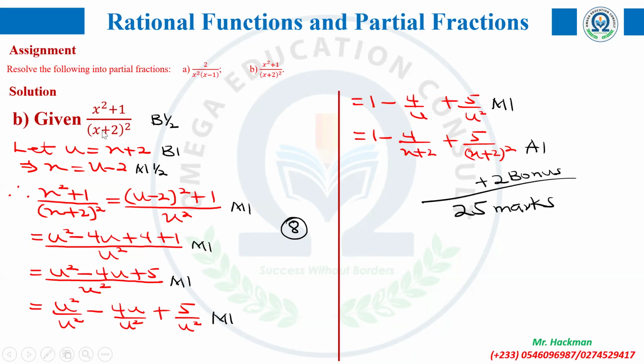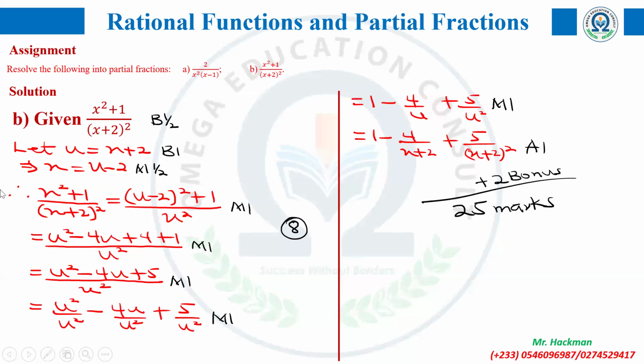So we are not bothered whether it is proper or improper. Straight away, we let u be equal to the repeated linear factor s plus 2. So that would be B1. Then come and make s the subject. If you make s the subject here, you are going to get s equal to u minus 2. So that would be B2.